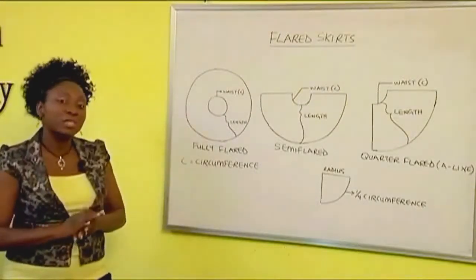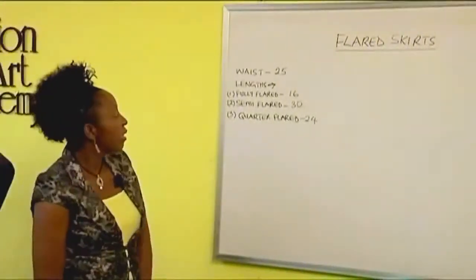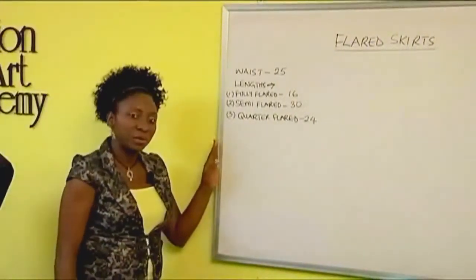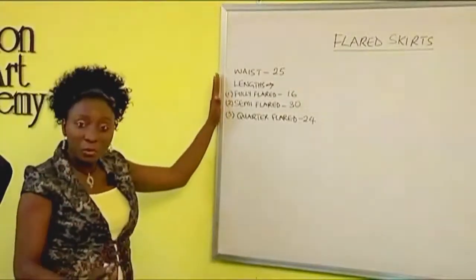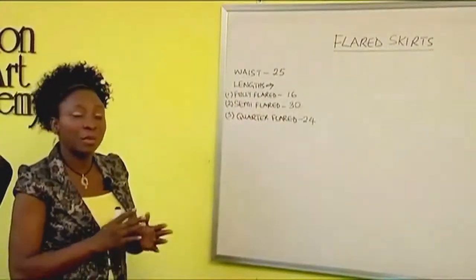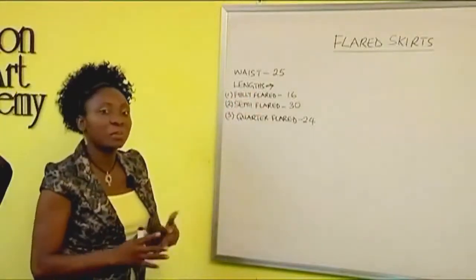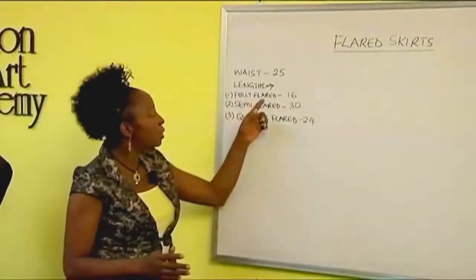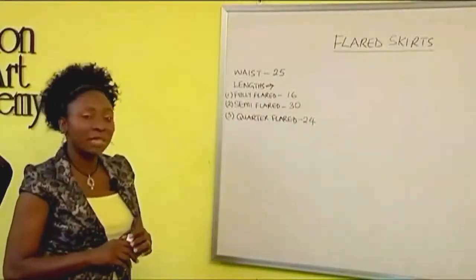So why don't we look at the measurements we will need to make our skirts. These are the measurements we're going to use. We have the waist, which is a known measurement. Our waist is 25 inches. That's what we're going to be using to make the skirt. Now we have three different lengths here to practice with. We have our fully flared length here. We're going to use a mini length, which is 16 inches.